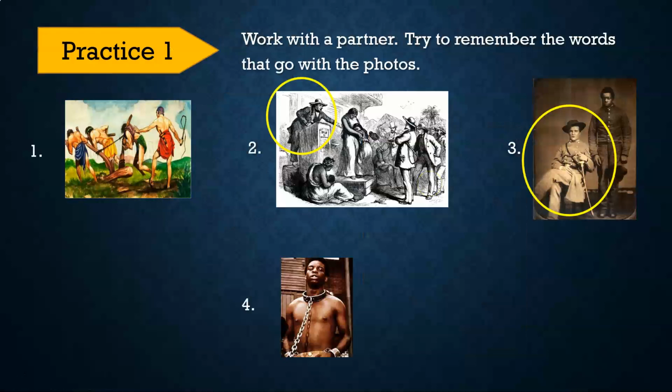Take a look at these pictures, and for each one, write the word that goes with the picture. Pause the video if you need time so you can write the words on a piece of paper. Ready for the answers? Number 1 is slavery. 2, slave trader. 3, slave master. And number 4 is slave.